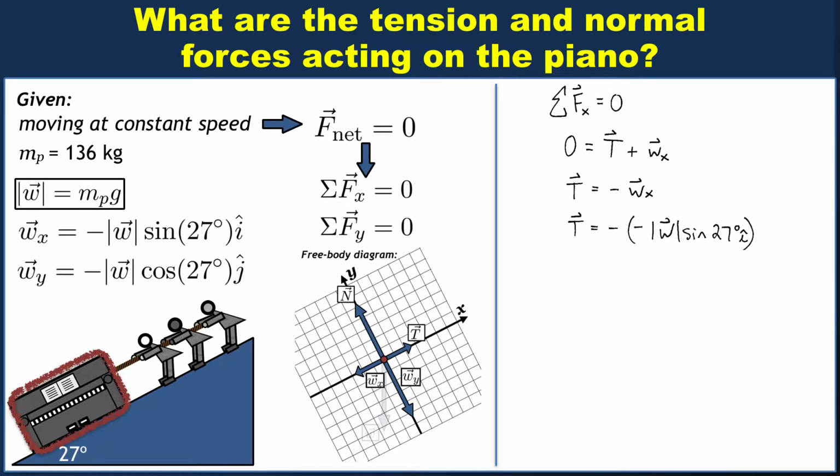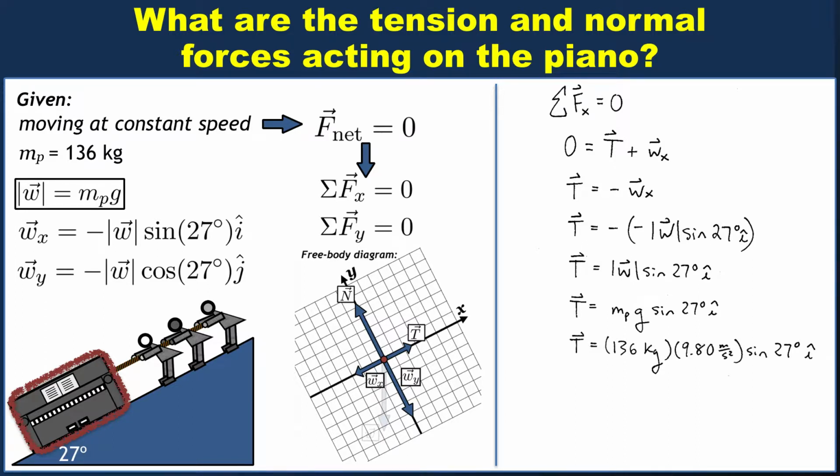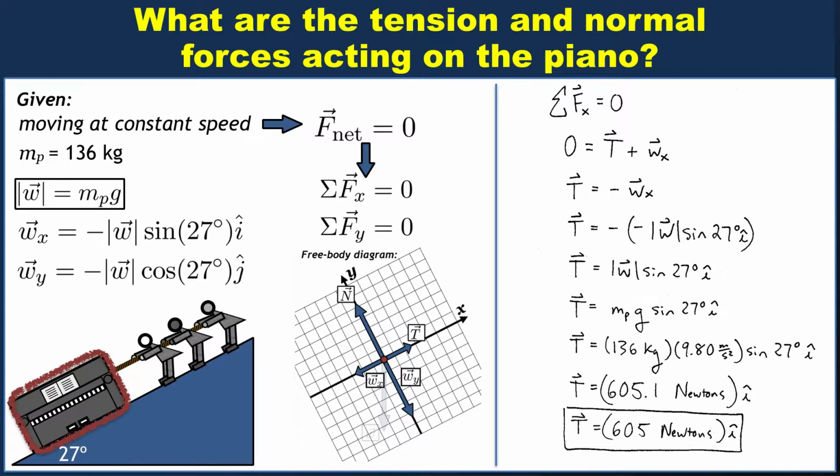So the two negatives are going to cancel out, meaning the tension will be the magnitude of the weight times the sine of 27 degrees i hat. But we know that the magnitude of the weight is just the mass of the piano times little g, so we'll plug that in. Now we can put in numbers. The mass of the piano is 136 kilograms. We put in 9.8 meters per second squared for little g, sine of 27 times i hat, calculate all that, and we find that the tension force is 605 newtons times i hat, where I wrote out the word Newton just so you don't confuse it with normal force. Alright, that's the tension. That means that the rope is exerting that force on the piano in the positive x direction. Let's record that over on the left.